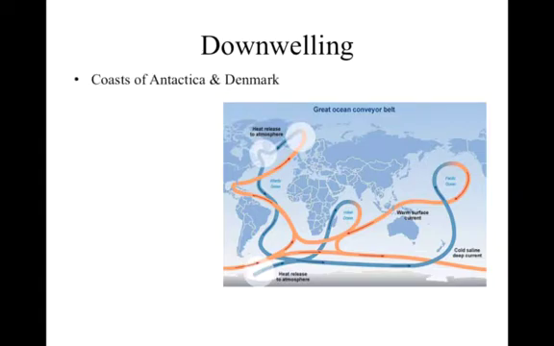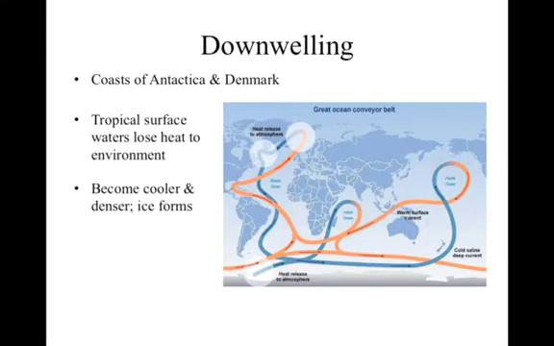Downwellings occur on the coast of Antarctica and Denmark. And in these areas, they're more towards the poles. So this should start to make sense to you. What's happening is that tropical warm water that's been heated by the sun is moving with the prevailing winds, and it's moving to the poles where it's sort of cooling down and losing heat. And eventually it reaches a point where it's cooler and denser, and ice is forming. And so not only is this water cooler and denser, but as the ice forms, it leaves the remaining melted water more salty. And so the freezing increases the salinity of the remaining water.